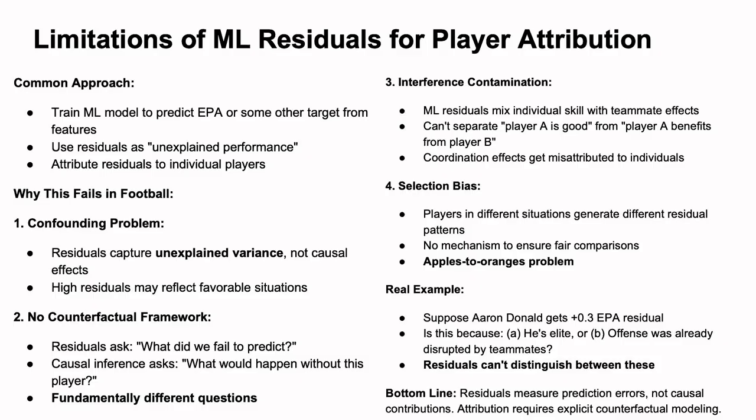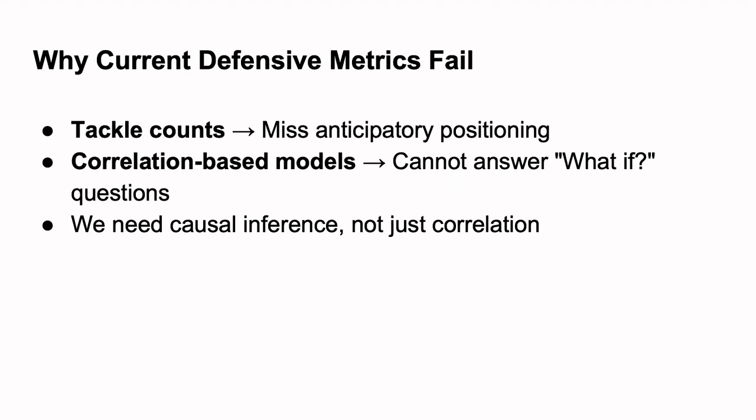So an example of this could be Aaron Donald gets a 0.3 EPA residual, and the question is, is this because he's an elite player, or was the offense already disrupted by his teammates, right? And so residuals have a hard time distinguishing between these two things. And so residuals measure prediction error, not necessarily causal contributions, and player attribution requires explicit counterfactual modeling.